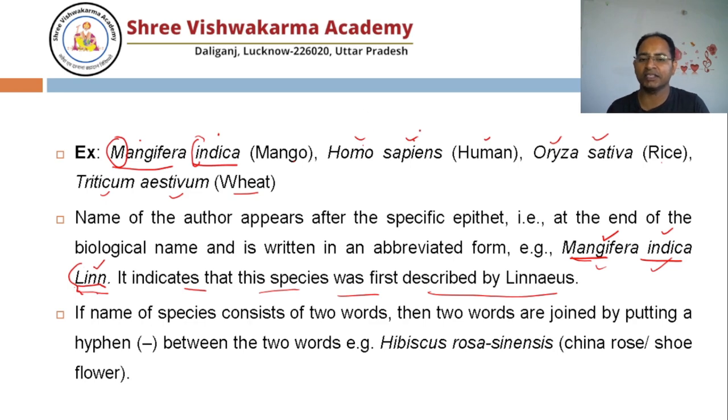word, here in this case sapiens, sativa, is sometimes made up of two words. Take the example of hibiscus, Hibiscus rosa-sinensis. This is the scientific name of China rose or shoe flower, or you can say gudhal in Hindi. So here rosa-sinensis is made up of two words, but to make it a single word, we have to put a hyphen. So Hibiscus is the genus, rosa-sinensis is the species.